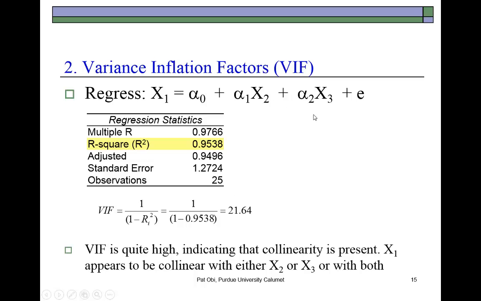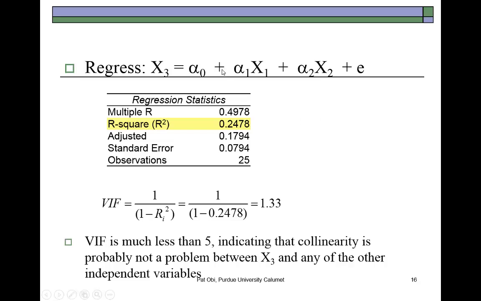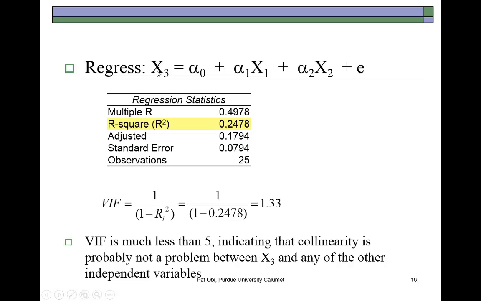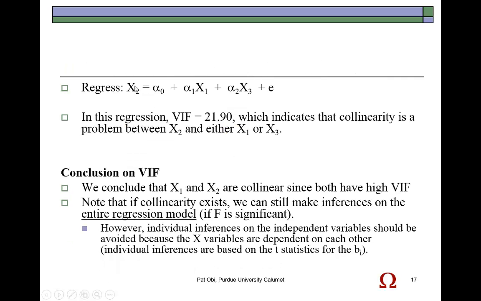To know which one it is, we also run a regression of x3 against the other variables and find a low VIF. So as you can see, the collinearity is not going to be between x1 and x3, because x3 has a low VIF. So we do the same for x2 against x1 and x3. I didn't show the result because I need not. You already know how that's going to be obtained.